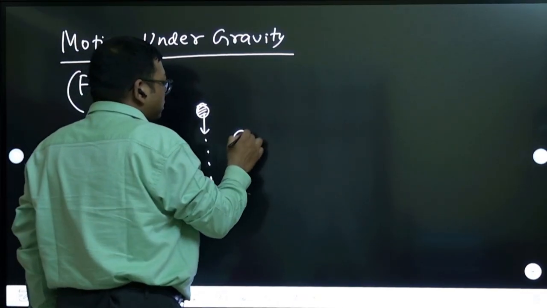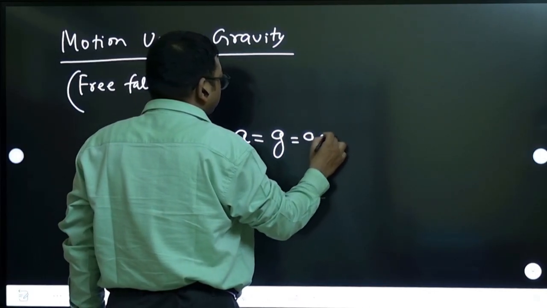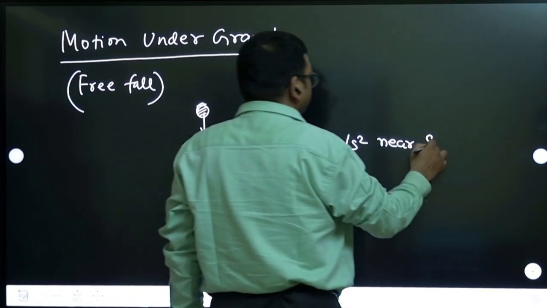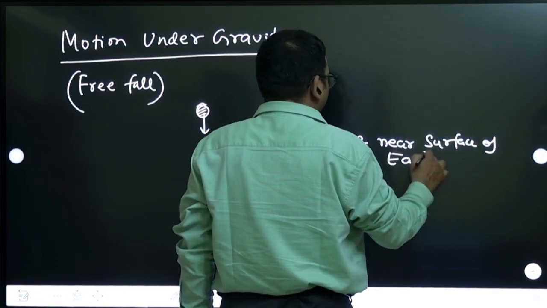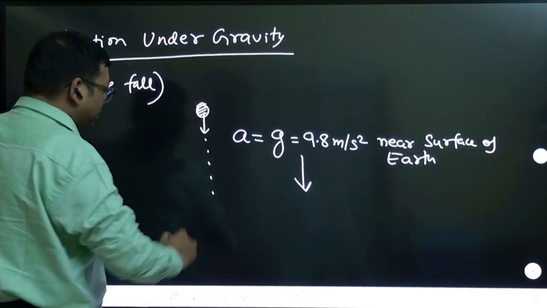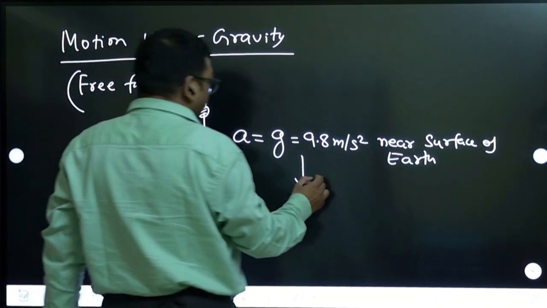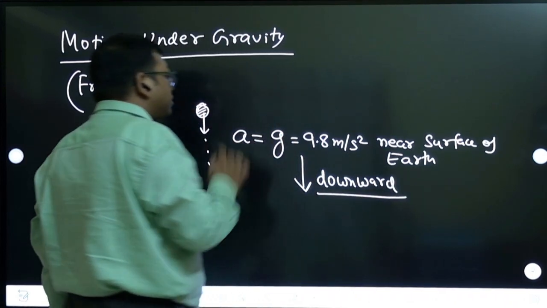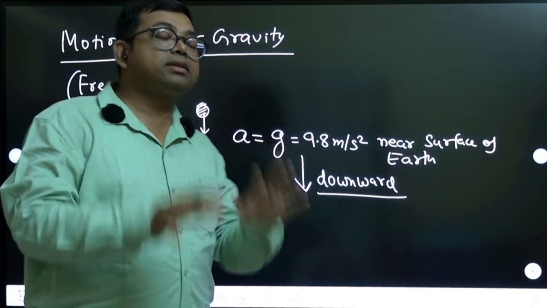So the acceleration is acceleration due to gravity, which is 9.8 meter per second square near surface of Earth, and it is in downward direction toward the center of the Earth. This acceleration is always toward the center of Earth, downward. Okay. So in the questions, you can use g value 9.8, but sometimes they will give the value of g as 10, so you have to use that g as 10.